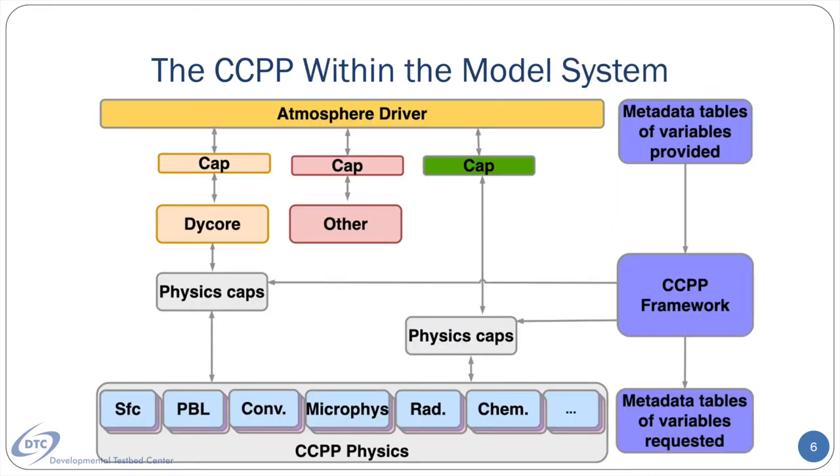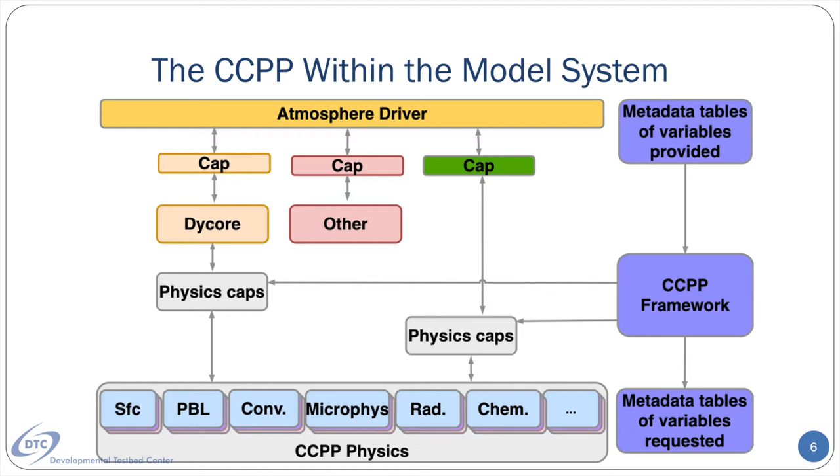Now that we know what the CCPP is in a broad sense, let's get into how it works within a generalized host model and inside the UFS. In this diagram, the atmosphere driver box represents the main calling program. Perhaps it is the dycore in some models, or perhaps it is another software layer, but it is typically responsible for time integration, calling all connected components, and maintaining a model's state.